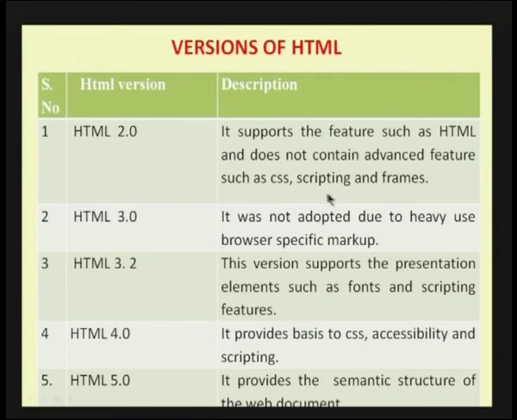We have seen the rules of the HTML language, that is hypertext markup language. Let us see the versions of the HTML language. The HTML versions are 2.0, 3.0, 3.2, 4.0 and 5.0. HTML 2.0 and 3.0 do not support advanced features such as cascading style sheets, scripting and frames, whereas HTML 3.2 supports fonts and scripting features, and it was improved as 4.0 with the scripting features. The advanced version is 5.0, which provides the semantic structure for web documents.